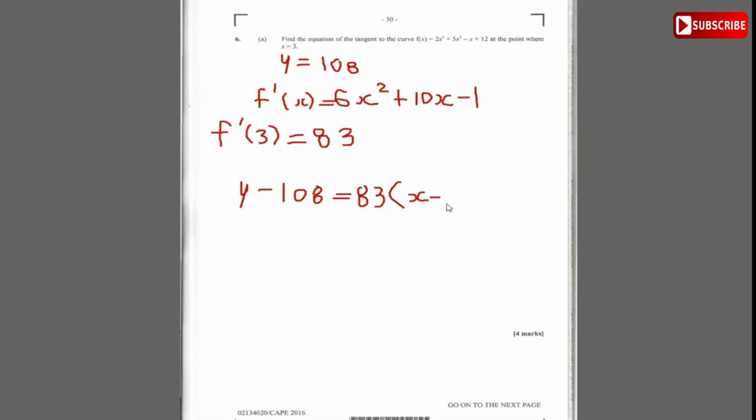So if you want to finish it, you get y is equal to 83x, then minus 3 times 83 plus 108 is minus 141. Minus 141. That's why. Nice and easy.